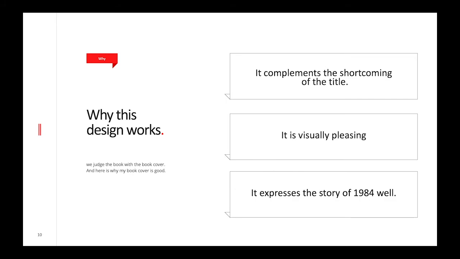Second, it is visually pleasing because my design is well balanced and the color combination is good. Lastly, it expresses the story of 1984 well. I think every novel's book cover should contain the story of the book well, and if you see my book cover, you can see it is a dark theme and it conveys a serious story. So that's why I think my design is good.